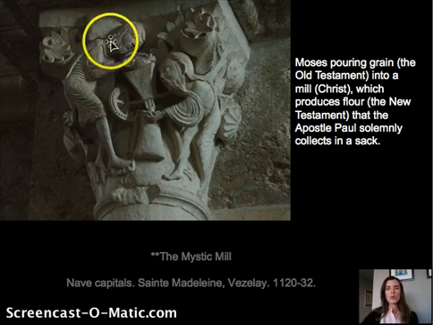So you have Moses pouring grain, which symbolizes the Old Testament, into the mill, which is Christ, this idea of him refining the message, into this sack that the Apostle Paul is collecting. So this idea of transforming the Old Testament, which predicts certain elements of Christ's coming, which tells of certain elements that are relevant when Christ comes, and Christ is going to refine that message through the New Testament and through his arrival and through his offer of salvation. So that is represented there. We also will see it in stained glass windows later on and in other representations in art history.